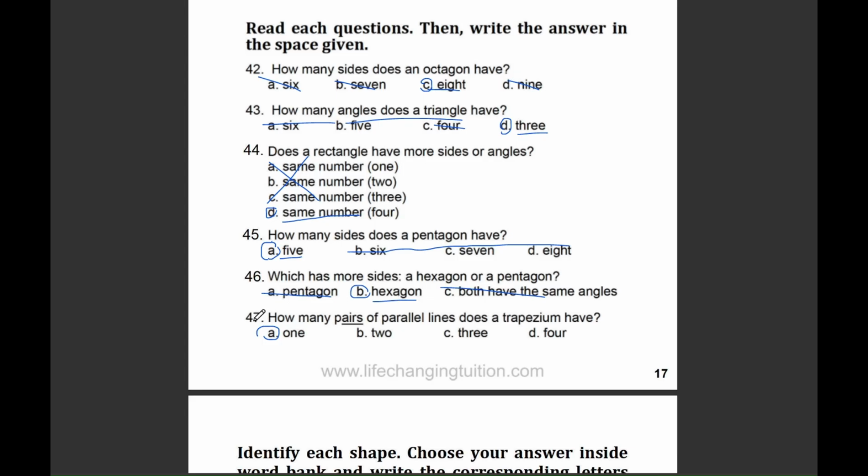Question 47. How many pairs of parallel lines does a trapezium have? Options are 1, 2, 3, or 4. Why not? Not 2 to 4 pairs. The answer is A, 1. The reason is the definition of a trapezium.